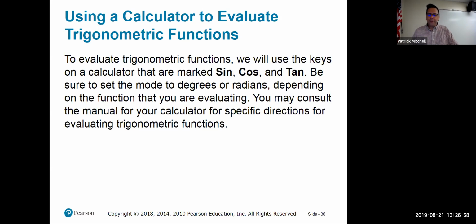All right. So I'm not saying that you have to be that extreme about it. You just have to make sure that you're in degree mode when you're using degrees and you're in radian mode when you're using radians.